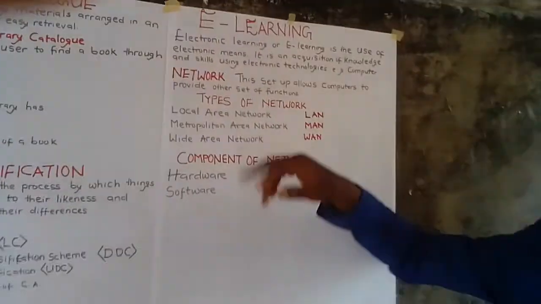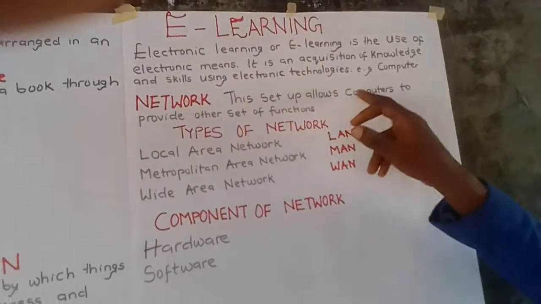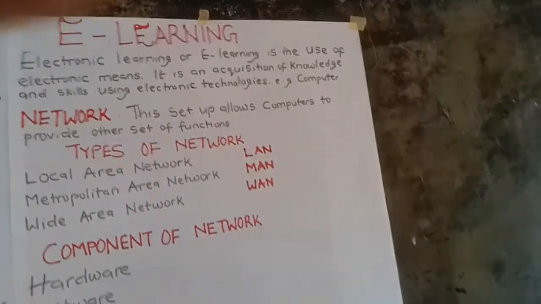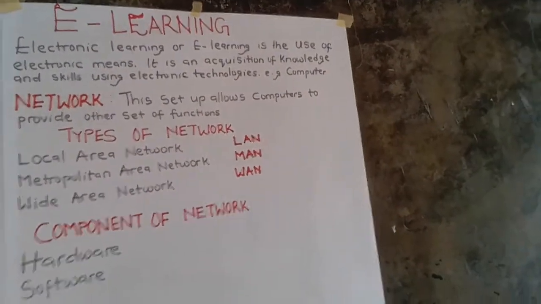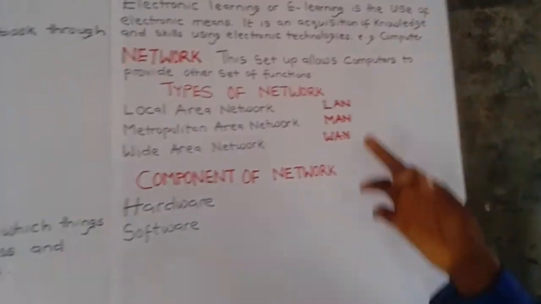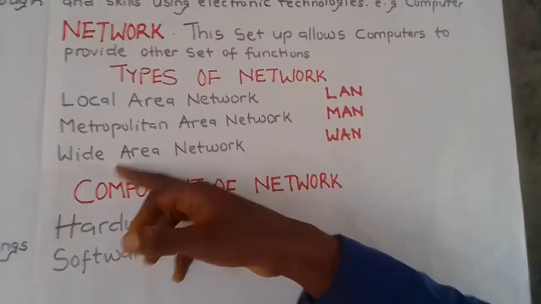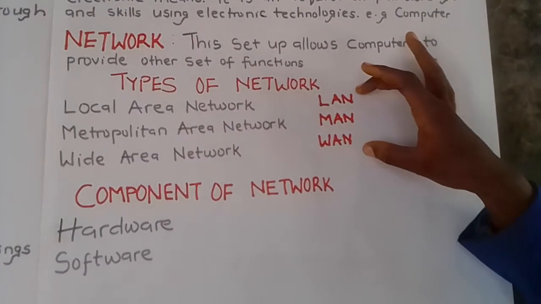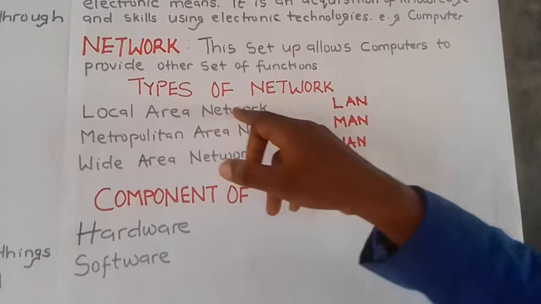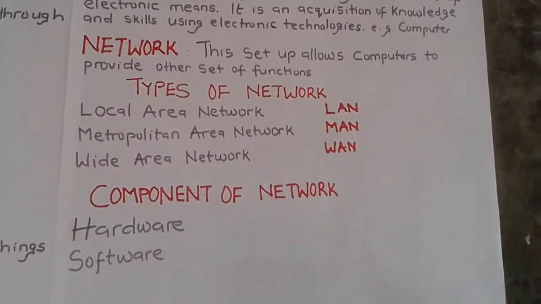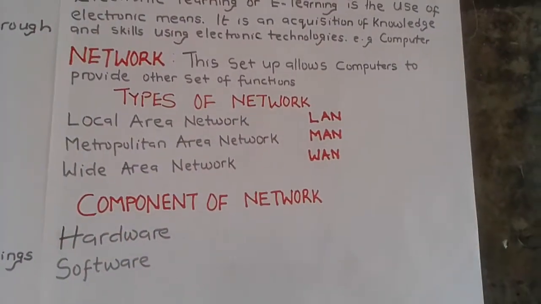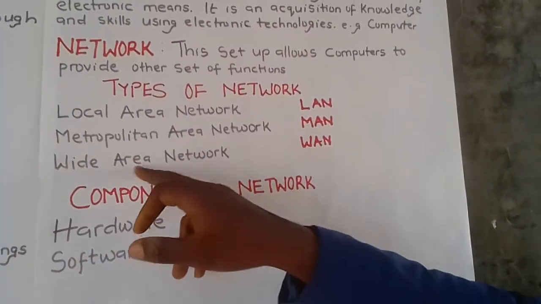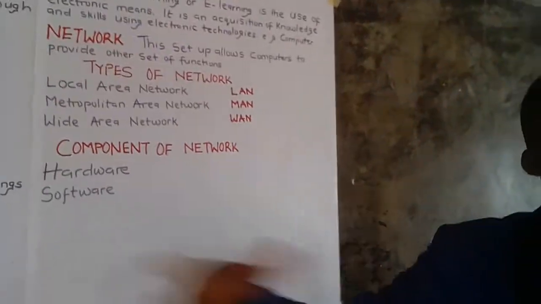We have network. Network is a setup that allows computers to provide other sets of functions. That is network. We have types of network. We have the LAN, local area network, metropolitan area network, and the wide area network. These are the three types of network that we have in computer. Local covers a small area. Metropolitan covers within 10 meters to 100 meters. Wide area network covers from one country to the other.